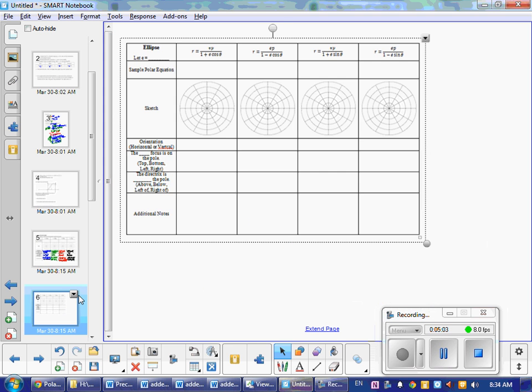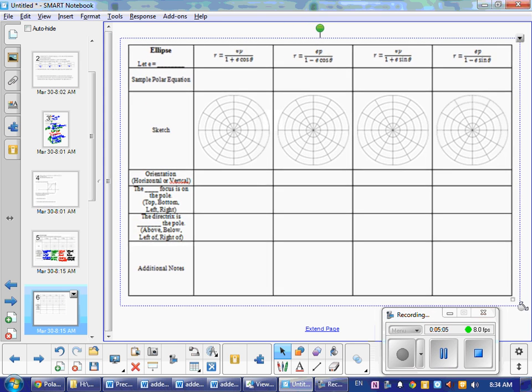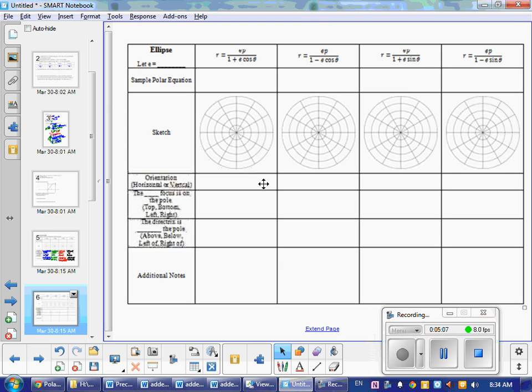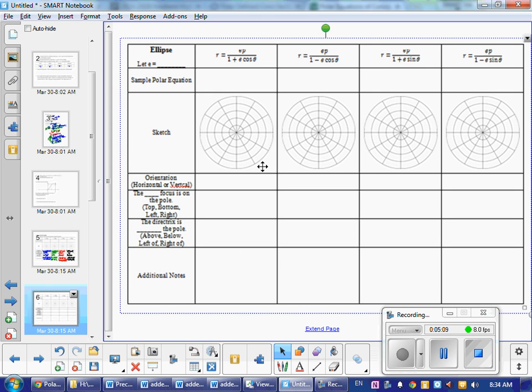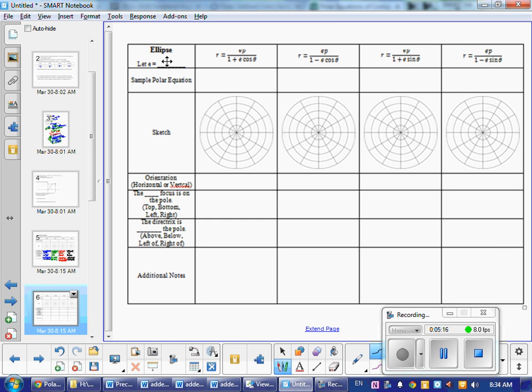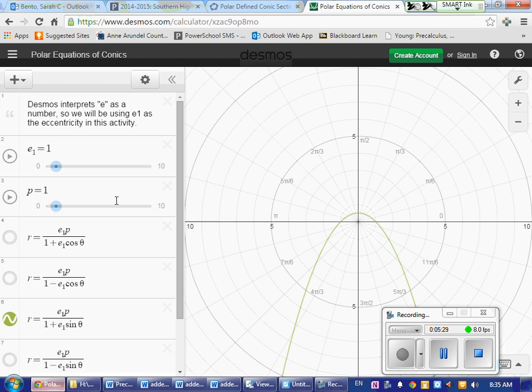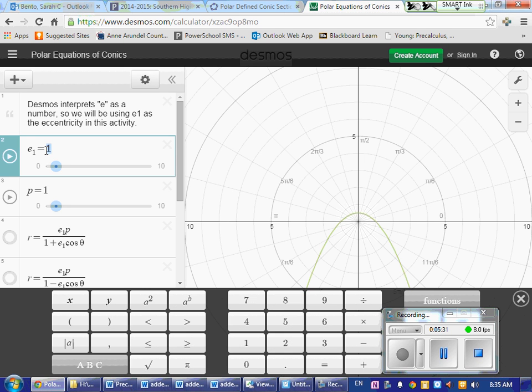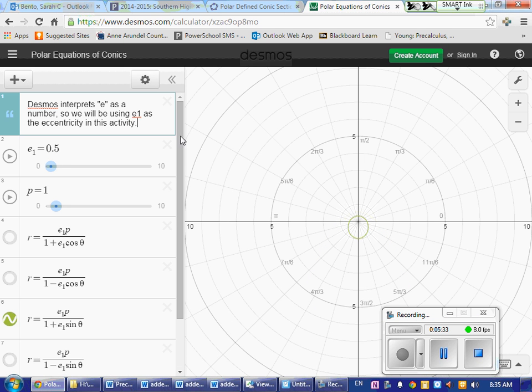So let's go on to the next page. And let's do the same thing for an ellipse. And let's just do two. Let's try to do them without graphing. We'll go back and use the graphs to check. So for an ellipse, the eccentricity has to be what? Less than 1. Pick your favorite number less than 1. Half, so 0.5, right? And so we're going to go back to our Desmos, and we're going to change our eccentricity to be 0.5.